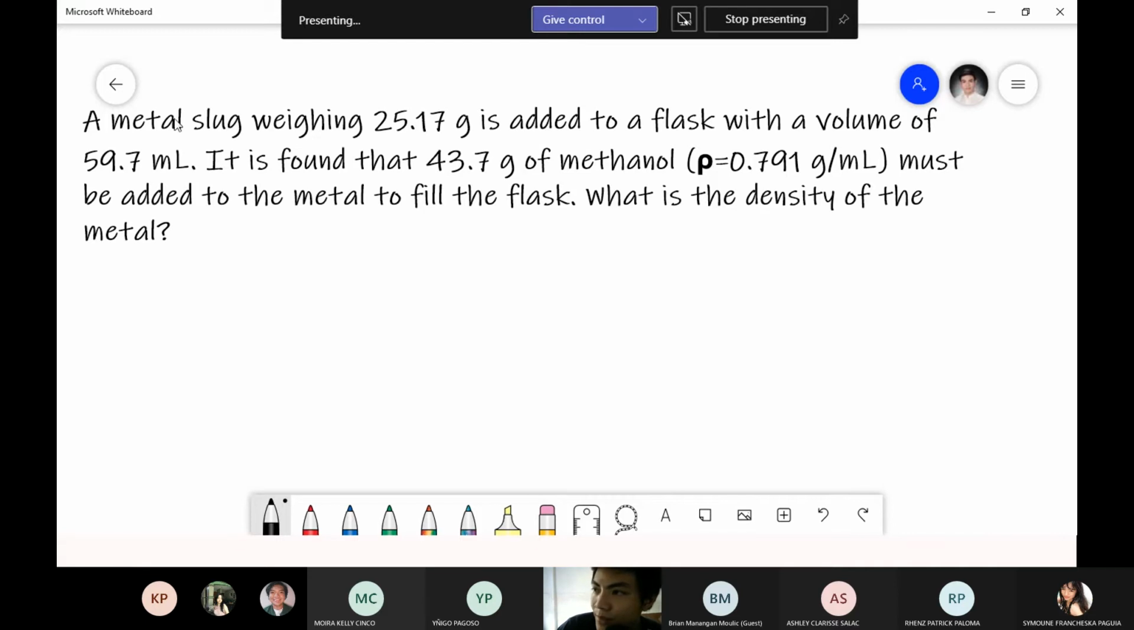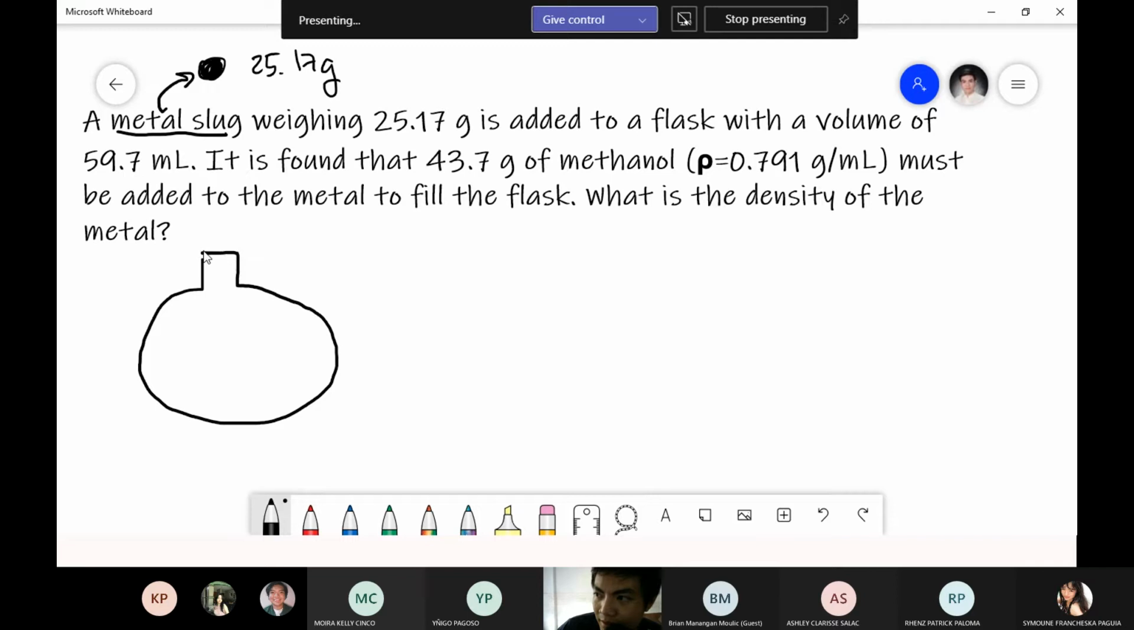Okay. So, ang kwento lang dyan, ang metal slug, ano lang yan? Represent mo na lang yan as a circle. By the way, sa chemistry, uso mag-drawing. Kahit pangit, okay lang. Mahalaga ma-visualize mo. So, this is the metal slug, kunwari. And it weighs 25.17 grams.